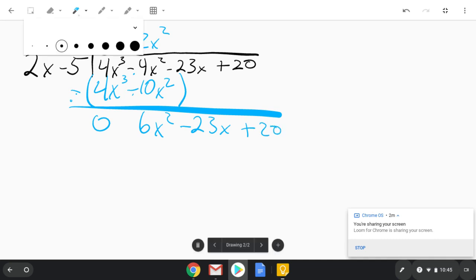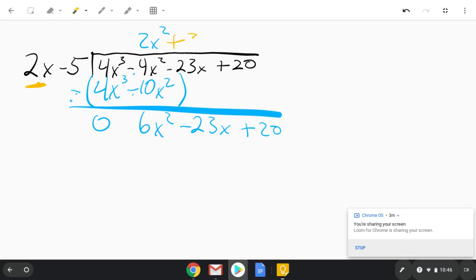Then we'll repeat the process. Okay. 2x times what will give us 6x squared? That's going to be 3x. So we'll have a plus 3x. All right, now we'll be doing 3x times this whole thing. Okay. So 3x times 2x is going to give us 6x squared. And 3x times negative 5 will give us negative 15x. All right. Then we'll subtract that.